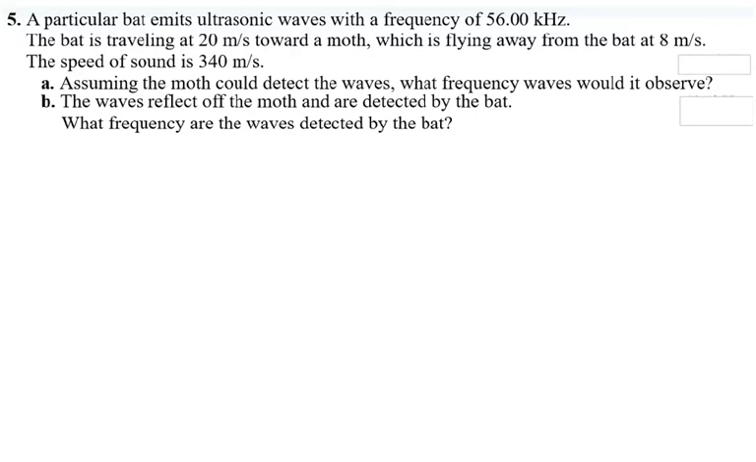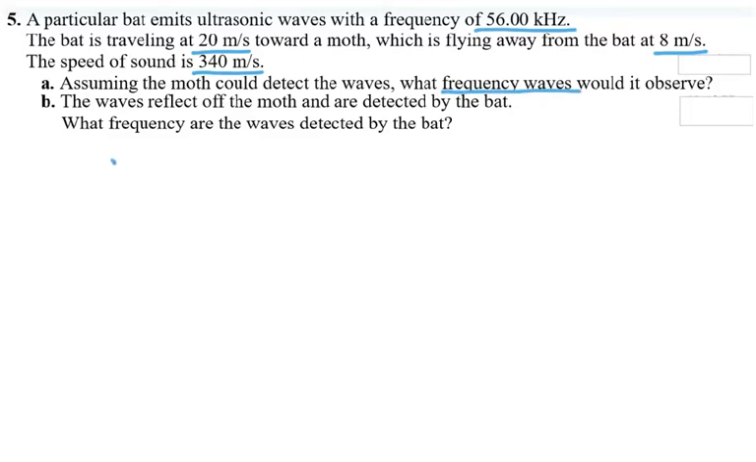A particular bat emits ultrasonic waves with a frequency of 56 kilohertz. The bat is traveling at 20 meters per second toward the moth, which is flying away from the bat at 8 meters per second. The speed of sound is 340. Assuming the moth could detect the waves, what frequency would it observe? So we need to find the new frequency.